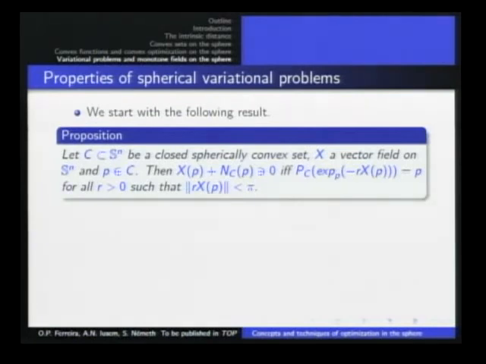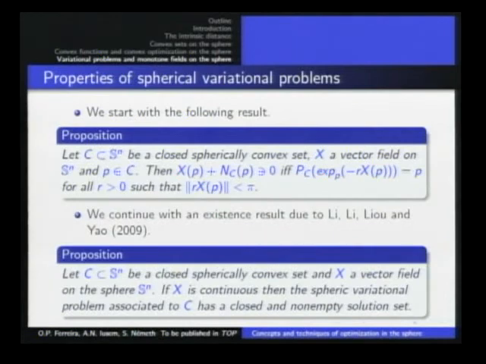Okay, continue. Now we have an existence result: if the field is continuous and C is closed, then there are solutions, and the solution set is closed. Here, the compactness is guaranteed because they are closed subsets of the sphere.